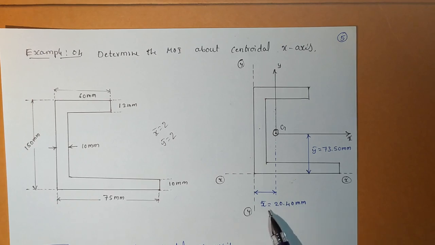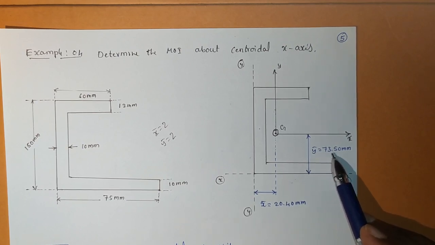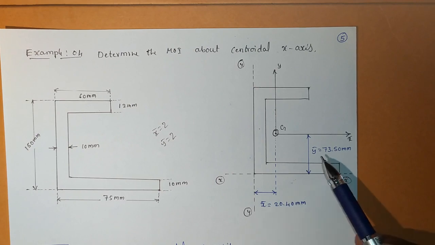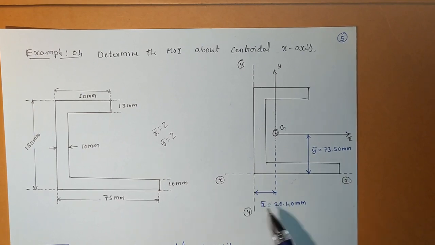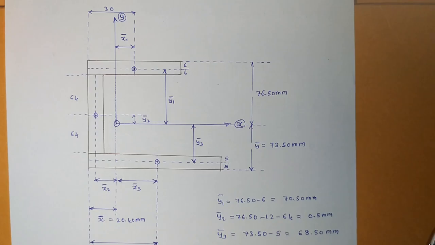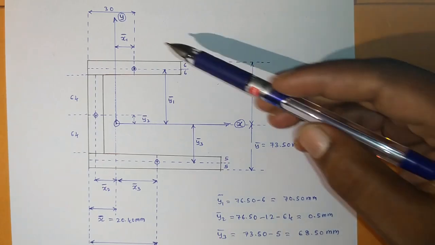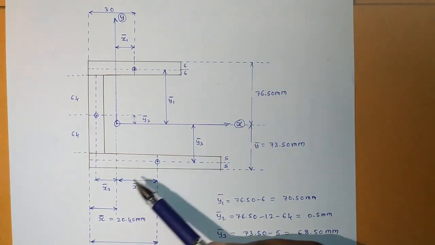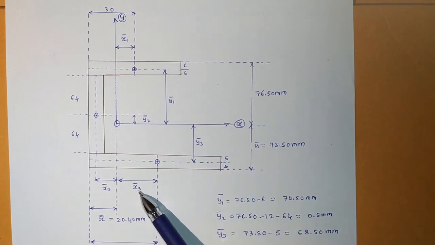In the first step we have to find out both x bar and y bar. x bar equals 20.40 mm from reference axis YY and y bar is 73.50 mm from reference axis XX. After finding x bar and y bar, we mark them on the main diagram with respect to reference axes XX and YY. In the second step, we mark the centroidal distances x1 bar, y1 bar, x2 bar, y2 bar, x3 bar and y3 bar.